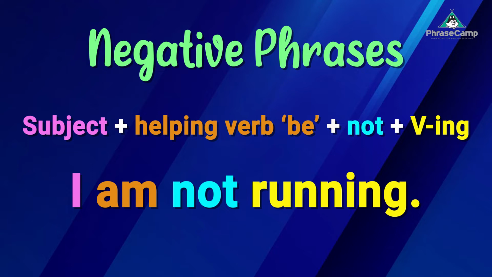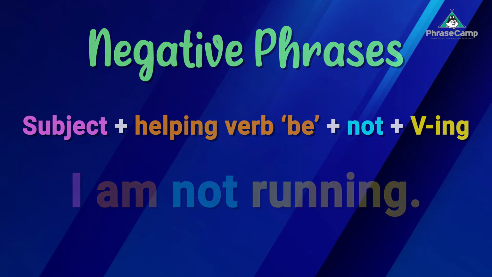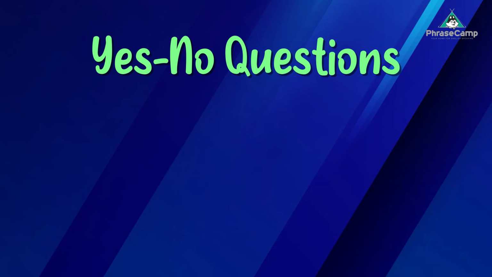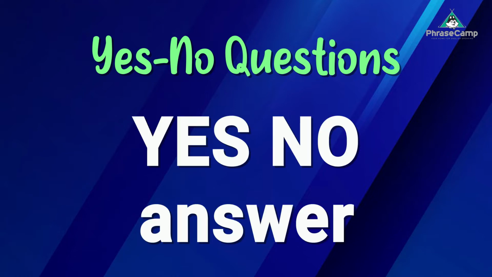So how do we make present continuous questions? There are two types of present continuous questions. The first are yes and no questions. What do I mean by this? It simply means that these types of present continuous questions, you can simply reply with a yes or no answer. So how do we make these types of questions?